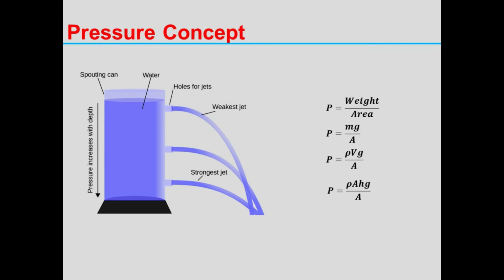Volume for a cylinder is equal to area A times the height h of the cylinder. So we get P equal to rho A h g over A. We can cancel the A, and now the equation becomes P equal to rho h g, or normally we say that P equal to rho g h. You can decide how you want to remember this equation: rho g h, h rho g, rho h g, or anything. It is still the same equation for the pressure inside the liquid.